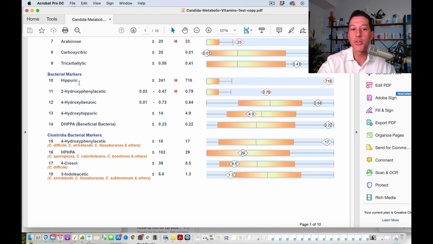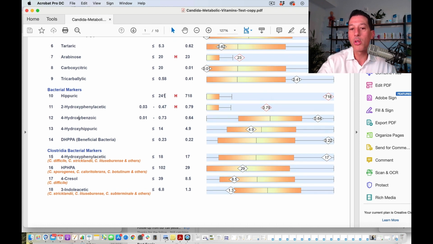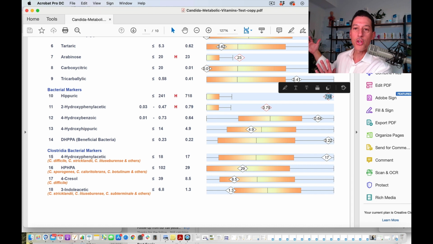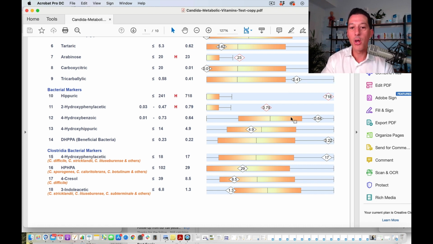Now, though, this is where it gets more interesting. We're looking at the bacterial markers, okay? So hippuric acid, 2-hydroxyphenylacetic acid, etc. And we're saying, okay, well, a normal range is somewhere between 0 and 241. Well, this person's a 718. They're at least 4x normal, right? So when you look at that, you say, well, this person certainly has a lot of elevated bacteria. And the second one should be between a 0.03 and a 0.47. This is a 0.79. Even though it doesn't seem like it's that big a number, it's at least 2 to 3x normal.